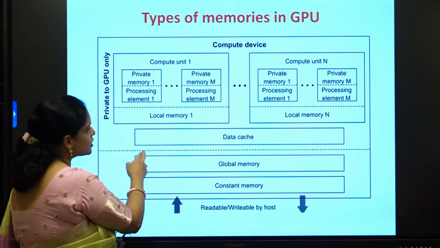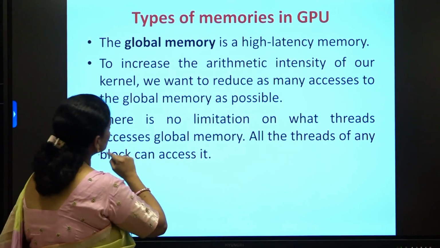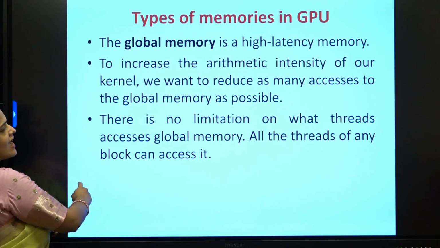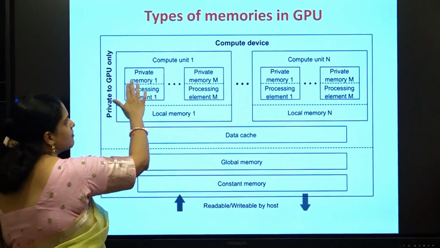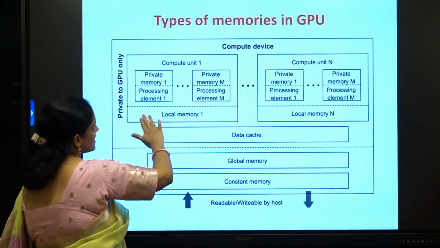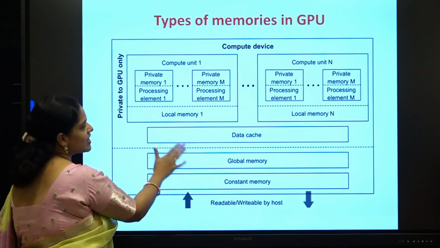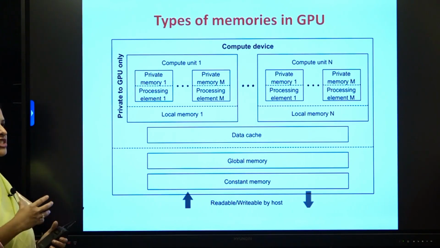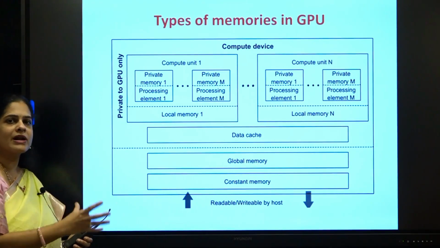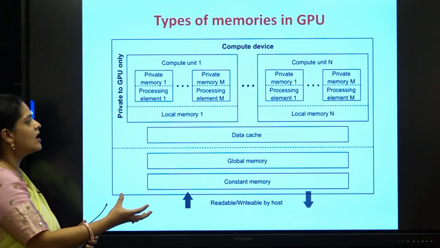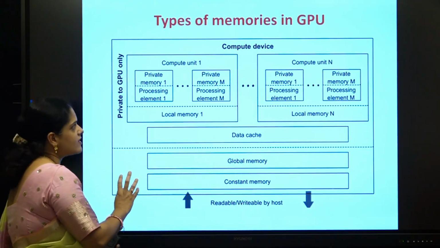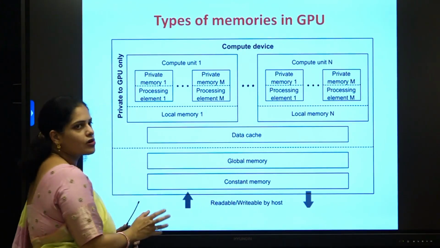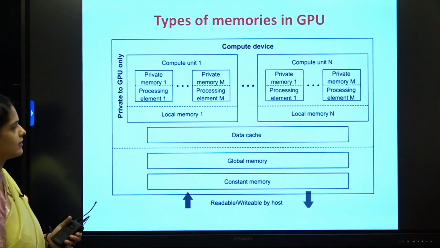So, the global memory is nothing but a high latency memory, and there is no limitation on which threads can access the global memory. All the compute units have multiple processing elements, and all the processing elements of all the compute units present in the GPU can access the global memory. If you have a program shared among multiple compute units, and there is global data that is required for all the compute units, that type of data is stored in the global memory, so that all the compute units and all their processing elements have equal access to the data that is required.